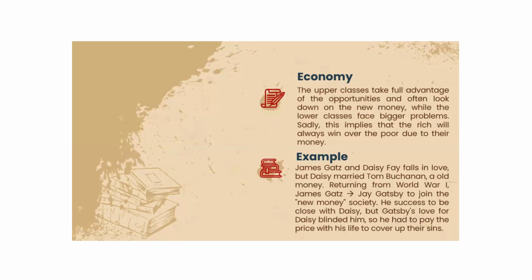At the end of the story, Gatsby is able to prove that he is a better person than the Buchanans. He must pay the price with his life to cover up their crimes, as Gatsby's love for Daisy blinded him. This unfortunately indicates that the privileged will always triumph over the poor because of their fortune.